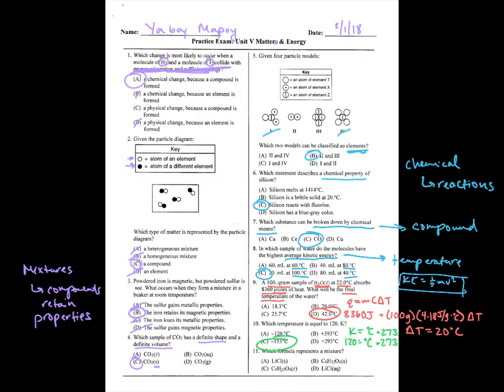And lastly, number 11, which formula represents a mixture? Okay. So, fun thing about mixtures, an easy way to look out for solutions. Solutions are also denoted as aqueous symbol right there. AQ meaning aqueous, you mix it with water, and that's choice D. Voila.